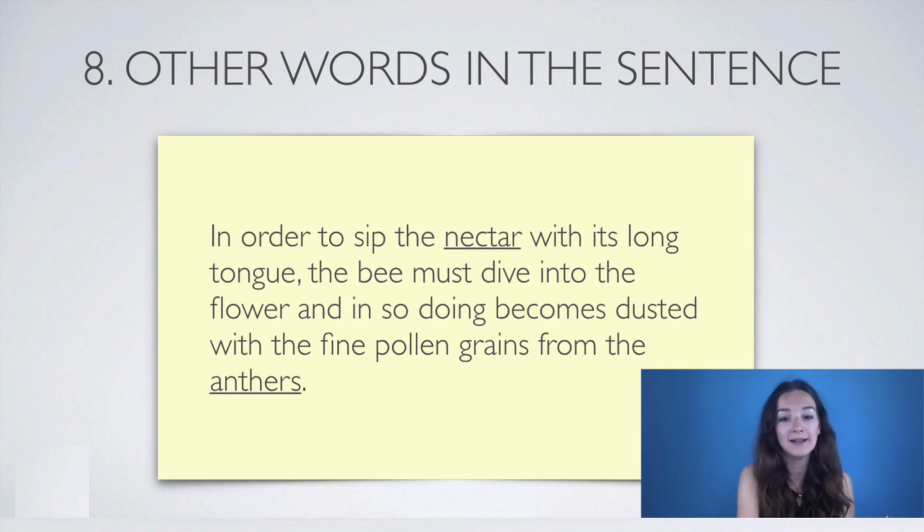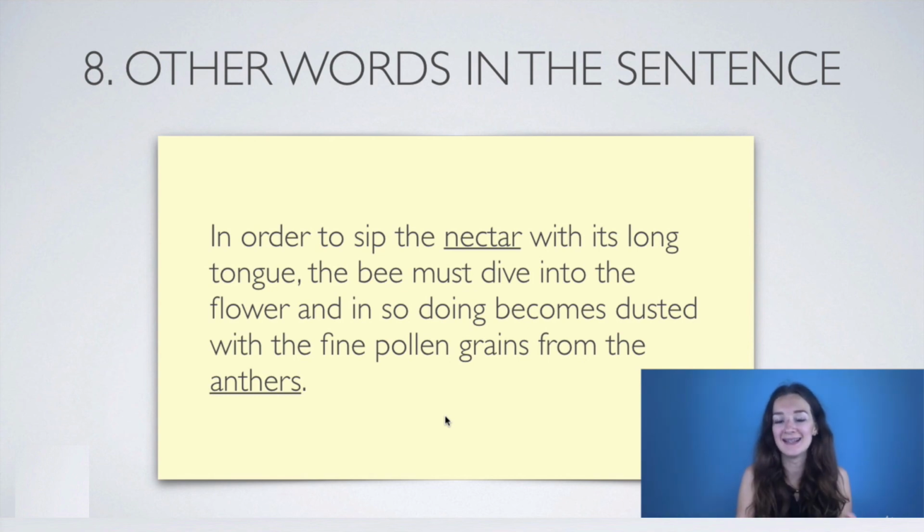Anthers. Now you see here that the bee becomes dusted with the fine pollen grains from the anthers. So you remember from your school lessons that the bee, when it's hanging out in the flower, becomes dusted with something, right? With the dust from the flower. And this dust is what helps the flower grow, and the more flowers grow. So now if the dust comes from anthers, now we understand, okay, anthers is that part of the flower, right? That part that produces that dust, which the bee then becomes covered in.